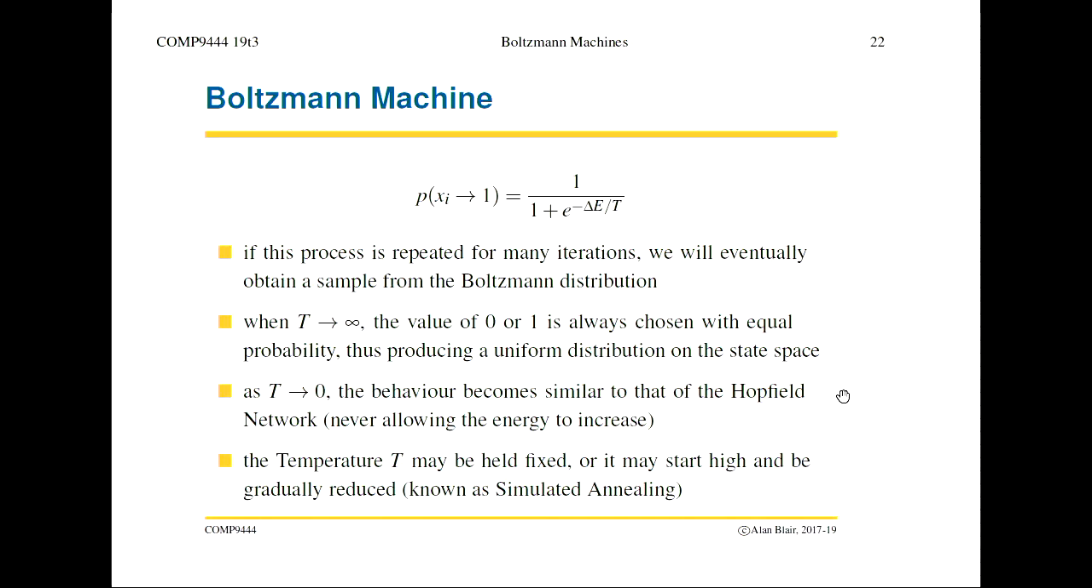Okay, so again, if the temperature T goes to infinity, then we get 1 over 1 plus e to the minus 0, which is a half. So if the temperature is infinity, we've always got an equal chance of choosing 0 and 1, so we just end up with a uniform distribution. As T approaches 0, the behavior becomes similar to the Hopfield network because we always change to the lower energy state.